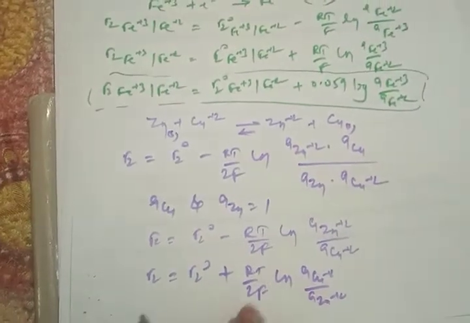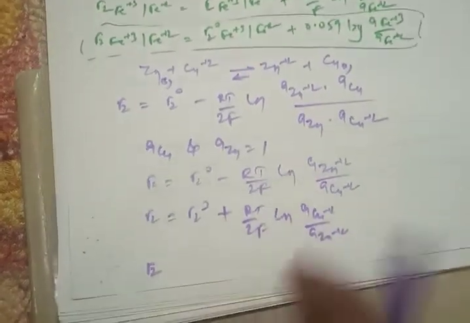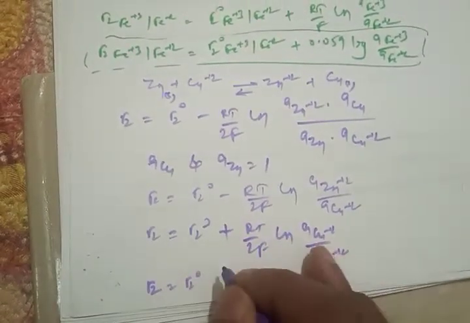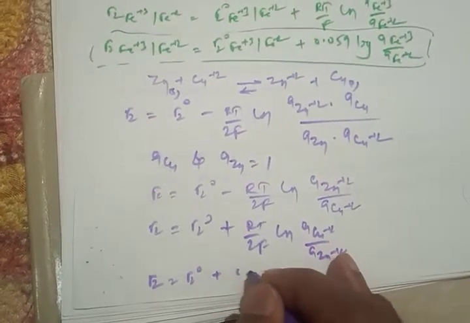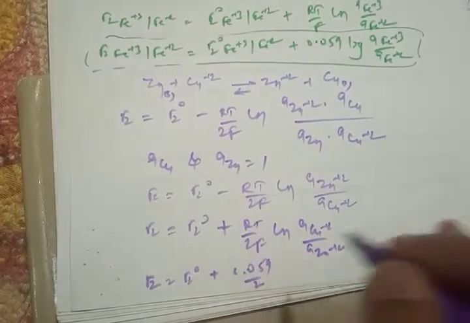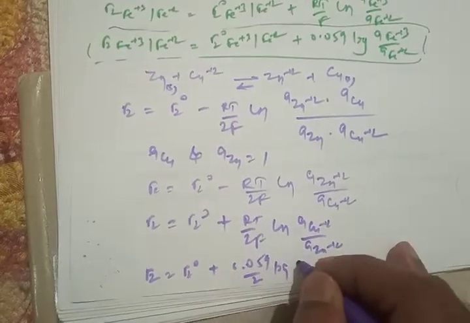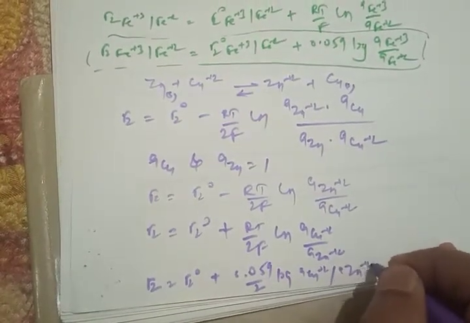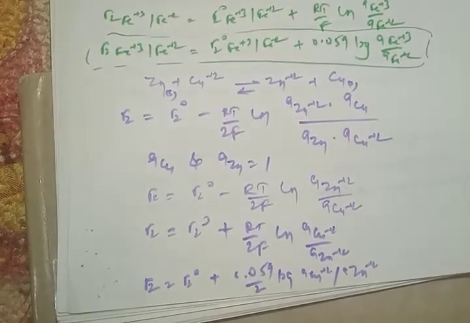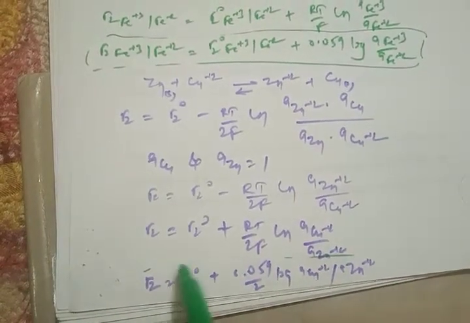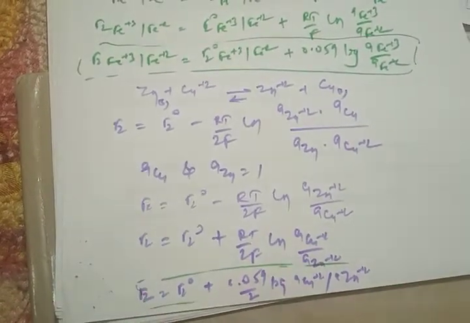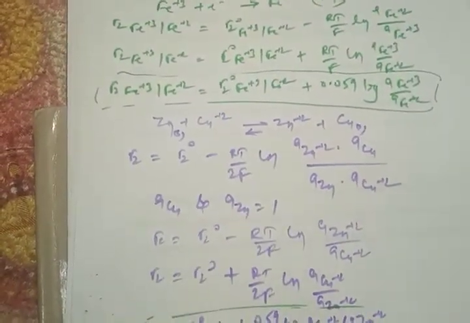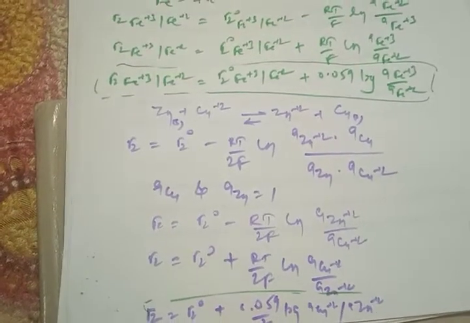And if you put the values, E equals E naught plus 0.059 divided by 2 log A Cu+2 and A Zn+2. So this is the equation of redox electrode. Okay, so this is how you can discuss the different Nernst equations in different cases.